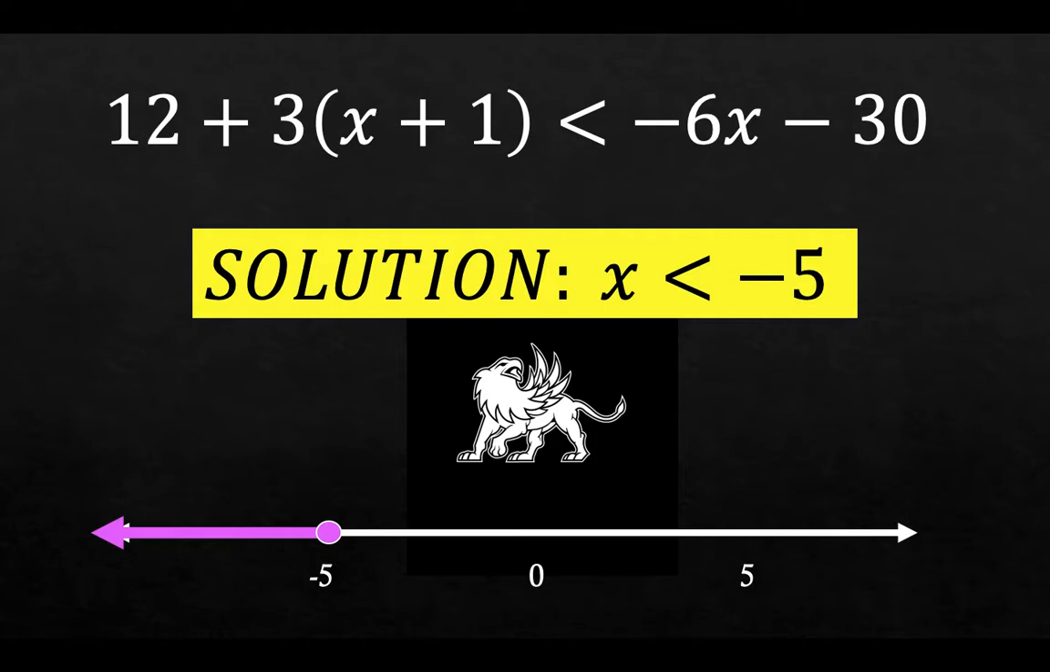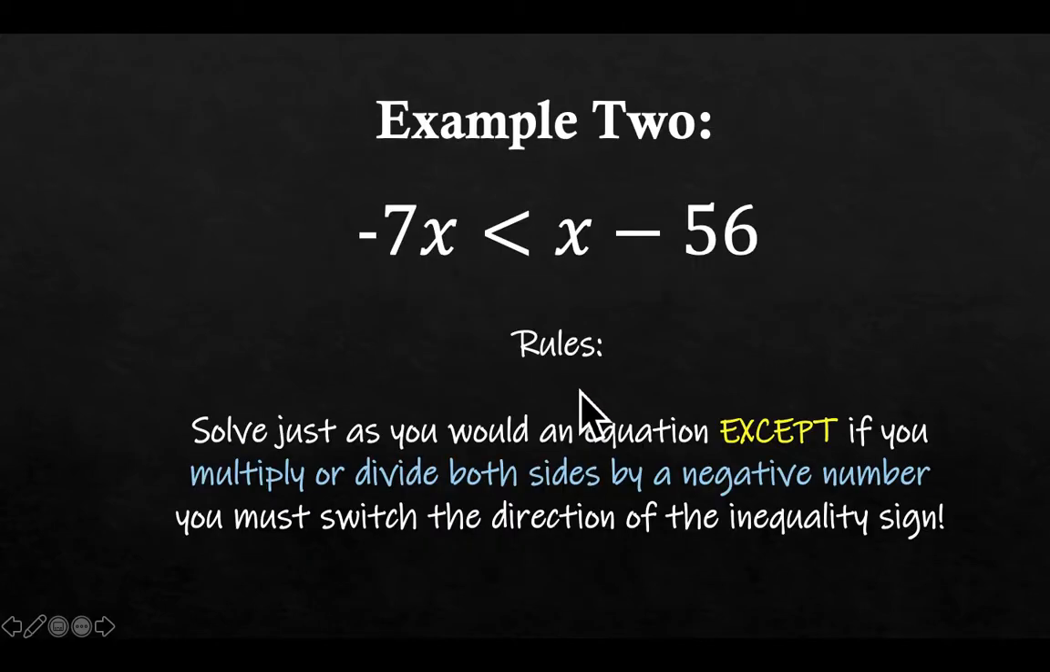So this is my solution, and it graphs on the number line starting at negative 5 and all values that are smaller than negative 5. This should be an open dot since this is not equal to. So consider this an open dot at negative 5 since negative 5 is not included as a value.